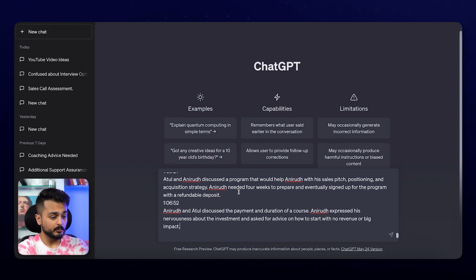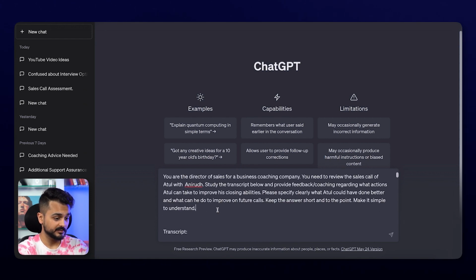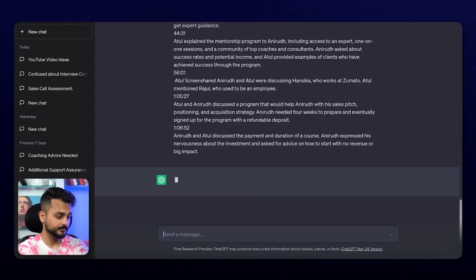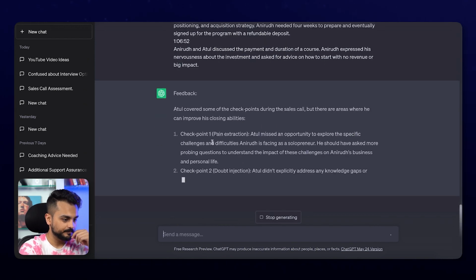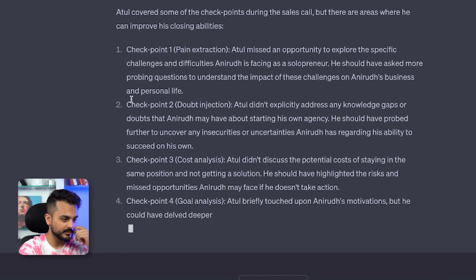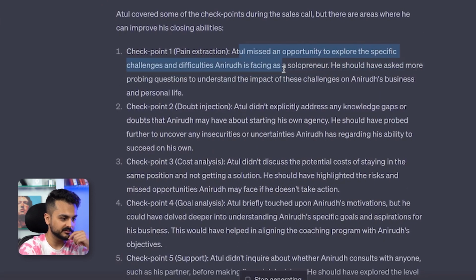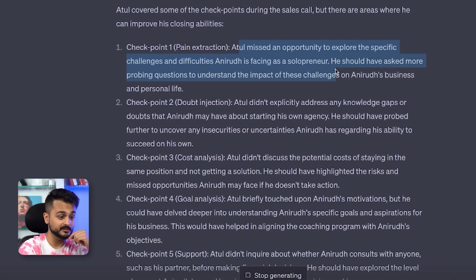Now, would this be the most accurate thing ever? Probably not, right? But still, let's see what happens. All right, there you go. So it just says feedback. Atul covered some of the checkpoints during the sales call, but there are areas where he can improve. Checkpoint number 1, Atul missed an opportunity to explore specific challenges that Anirudh is facing as a solopreneur.